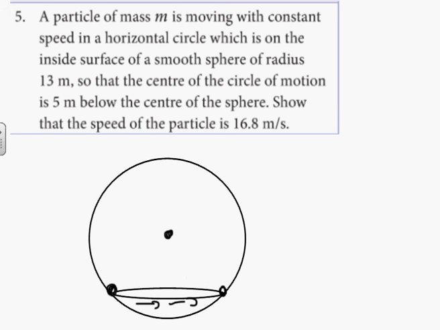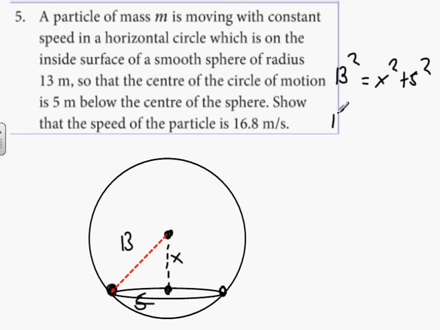Now, what do we know? We know that this point here to this point here is how much? Anybody? Give me a number. 13. We know that the radius of the circle of motion is 5 meters. So what do we know about this part here? The radius is 5. Then we can find out what x is, or h, whatever you want to call it. 13 squared equals x squared plus 5 squared. 144 equals x squared. X equals 12.